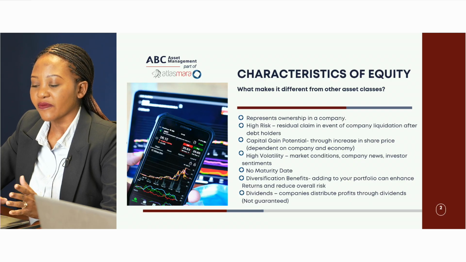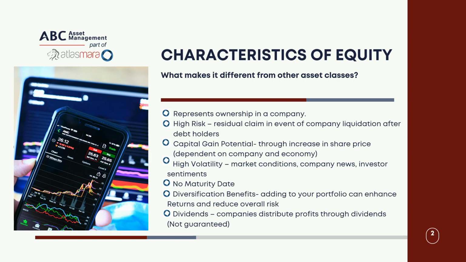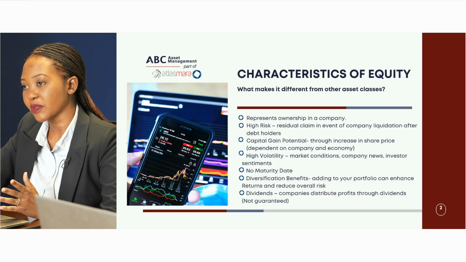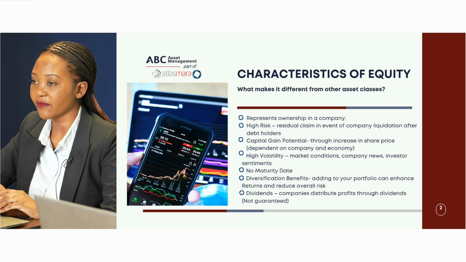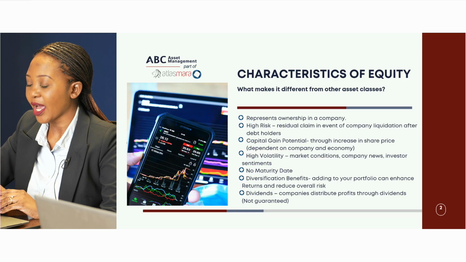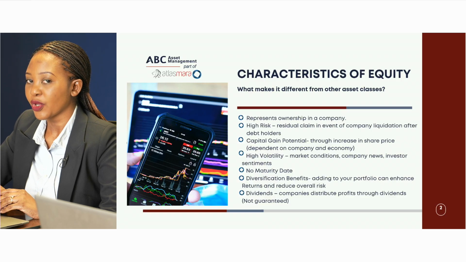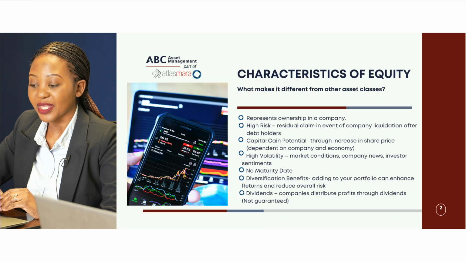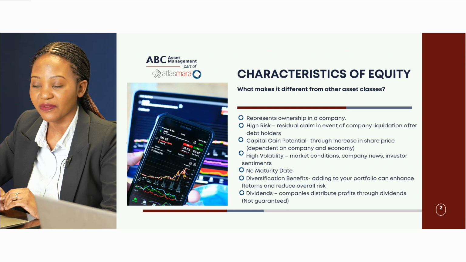So, characteristics of equity. What makes equity different from other asset classes? So we have equity, then we have debt. Under debt, we have government bonds, term deposits and the like. So what makes equity different from these other asset classes? First of all, like I touched on, it represents ownership in a company. When you have a government bond or a term deposit with, let's say, Zanaco itself, you don't have ownership of Zanaco. However, when you buy shares in Zanaco, you then have part ownership of Zanaco.